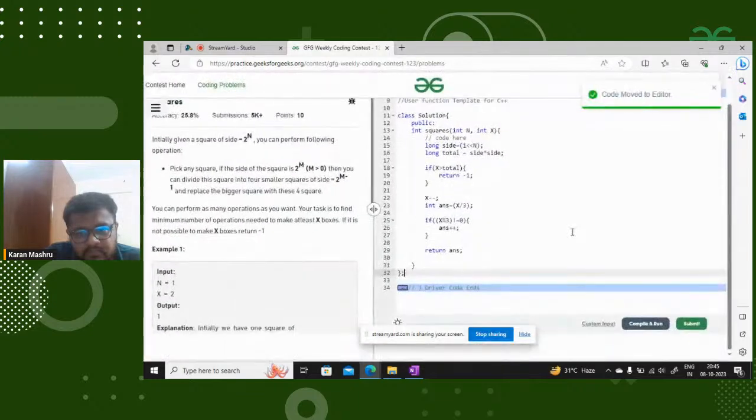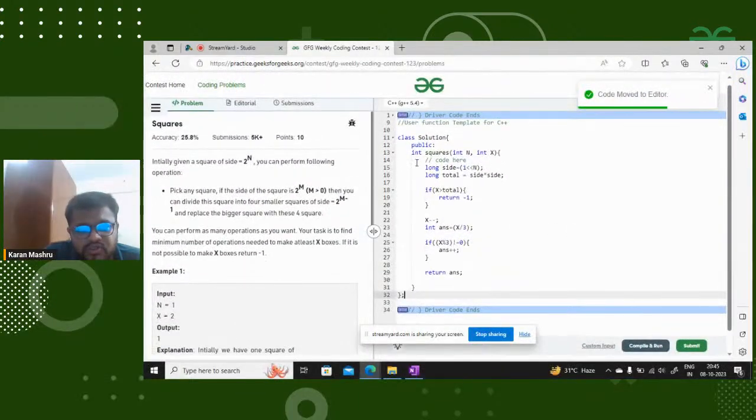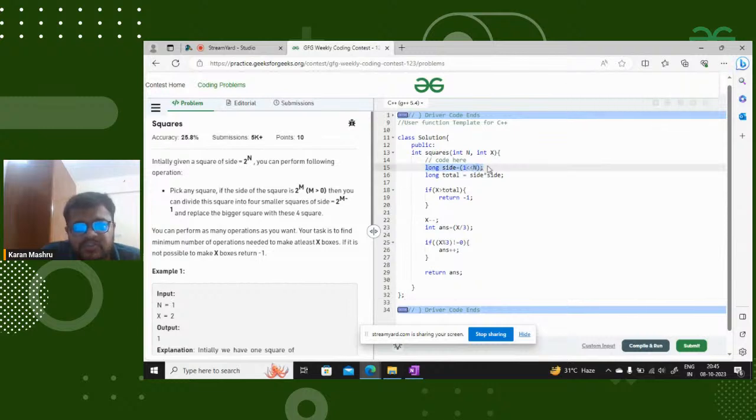Okay, so this is the code. First of all, what is the side length? It is 2 to the power n, so it is 1 left shifted by n times. The total number of squares maximum possible is side into side, right? Because if the length of the square is 2 to the power n, the maximum total number of squares is 2 to the power n into 2 to the power n. So if x is greater than total, then return -1.